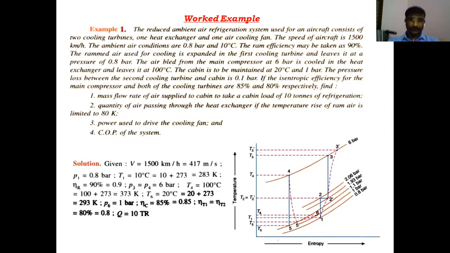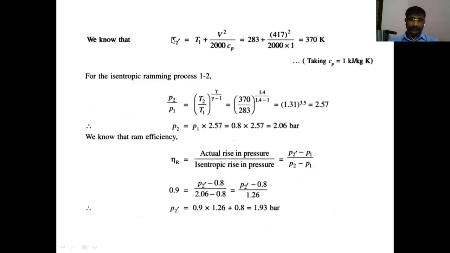First of all, starting from 2 or 2 dash, both are the same here, but the pressure is different due to the inefficiency of the diffuser. The pressure will be lost in the diffuser while passing through it. Clear? So from T2 dash by T1, we have to find T2 dash. How to find T2 dash or T2? By applying the energy equation.